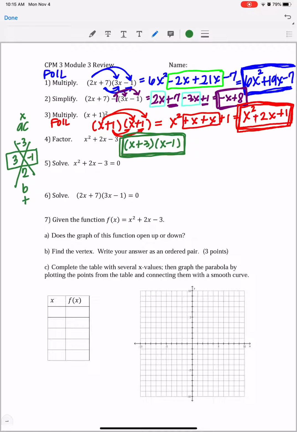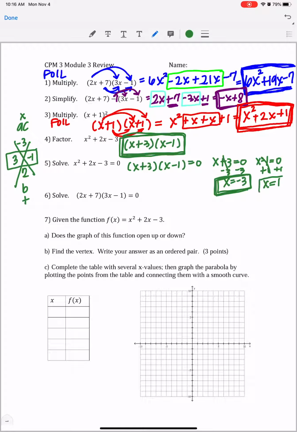On number 5, when it says to actually solve it, you have to take it that step further. So you've got to factor it first. When you get (x plus 3)(x minus 1) equals 0, now split it up to get your two answers. So we'll have x plus 3 equals 0, and x minus 1 equals 0. Here we'll subtract the 3 to get x equals negative 3, and then add the 1 to get x equals 1.